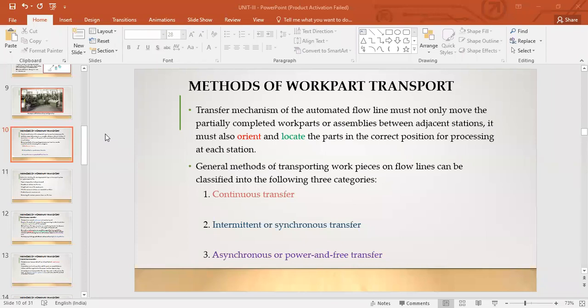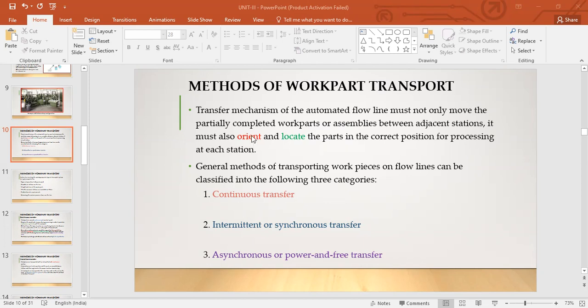So we were looking at the methods of work part transport in automated flow lines. We discussed how those dedicated workstations are able to achieve mass production, and because they require this automated work handling, you require these work handling devices. There are different methods if you want to classify them, and generally we have these three classifications.